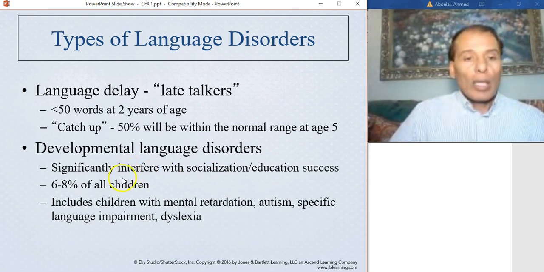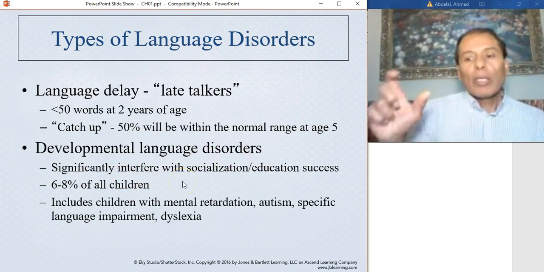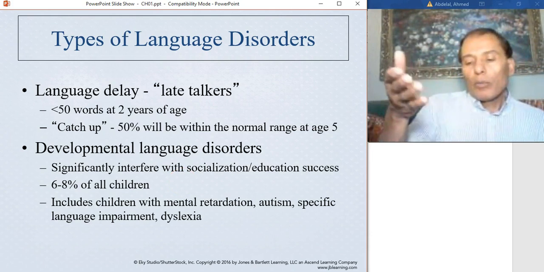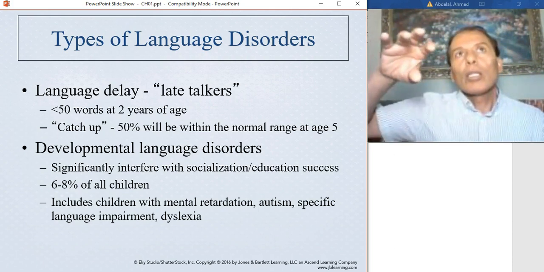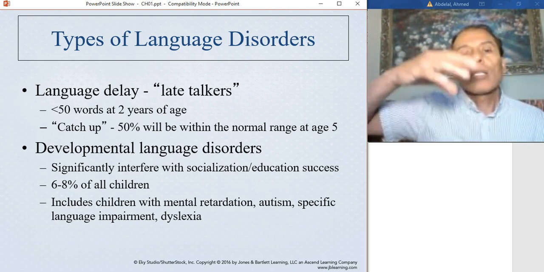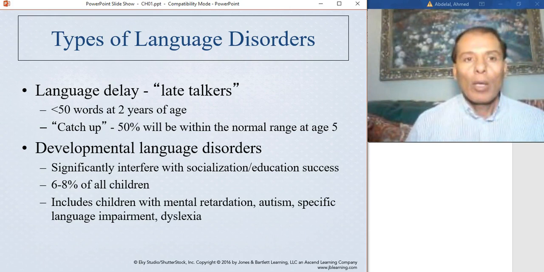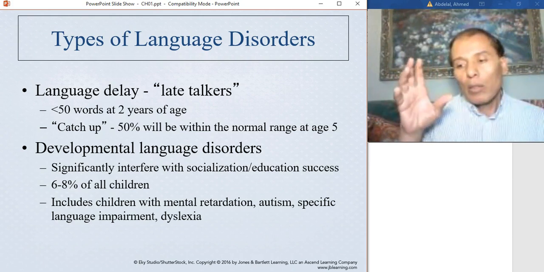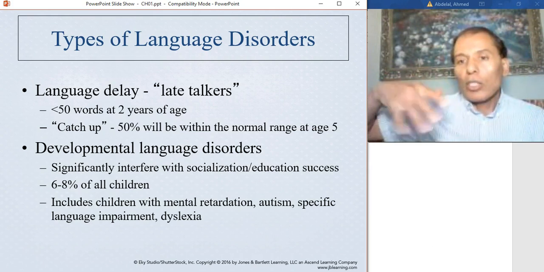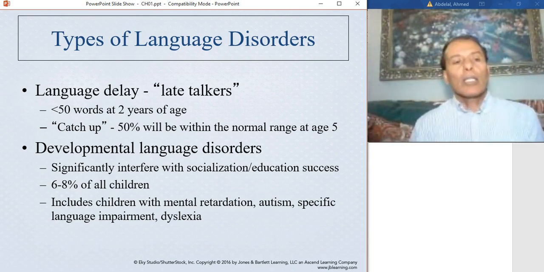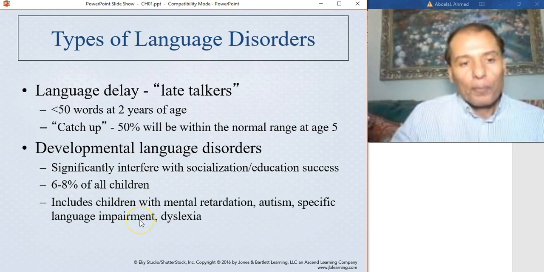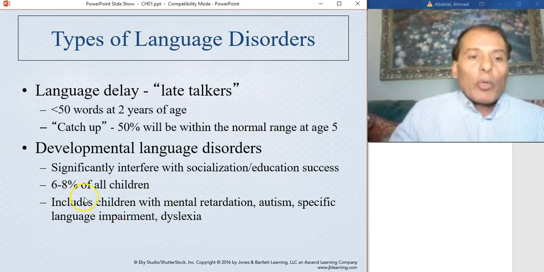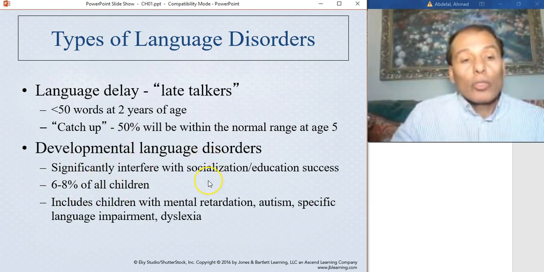So a developmental language disorder is a disorder that begins from birth, it begins in childhood, and it prevents or interferes with, or is, in fact, evidence that the child is not developing language normally. So it doesn't occur later. The child is in the process of developing language, but even though it is not a language delay, the child is still struggling and still has not yet acquired all the rules and all the skills of speech and language. So 6 to 8% of all children have a developmental language disorder.